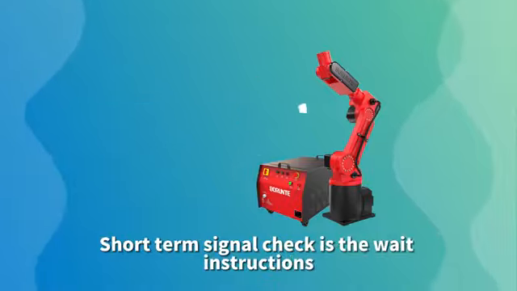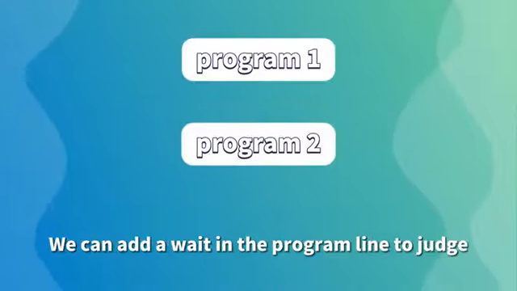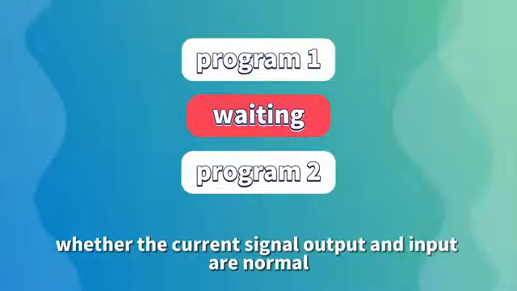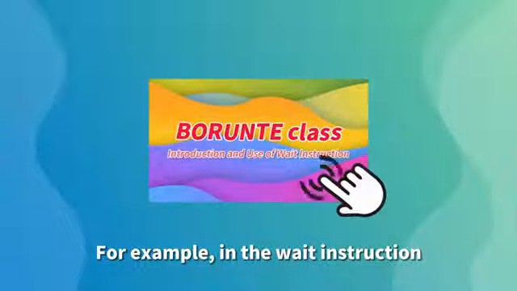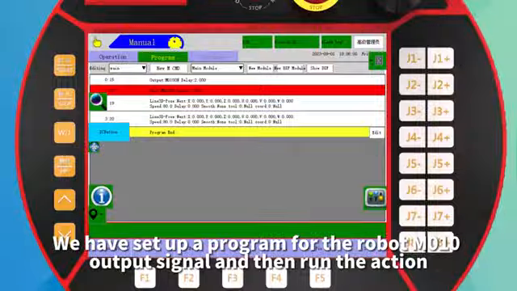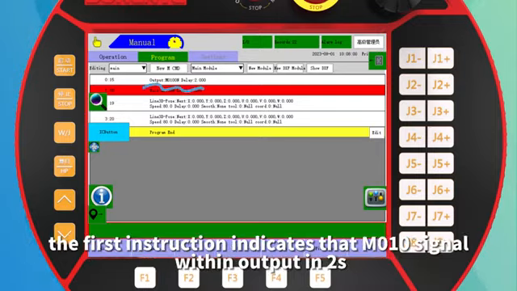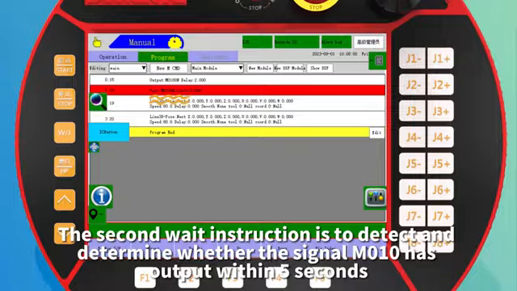Short-term signal check uses the wait instructions. We can add a wait in the program line to judge whether the current signal output and input are normal. For example, we have set up a program for the robot to output signal MO10 and then run the action. The first instruction indicates that the MO10 signal is output to ON. The second wait instruction detects whether the signal MO10 is output within 5 seconds.